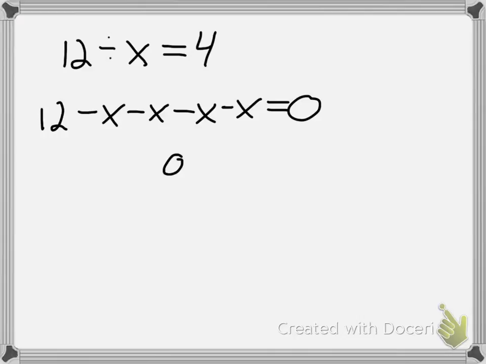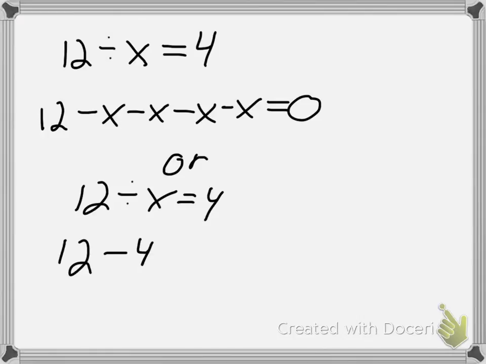Now another way I could think of this, again, my expression 12 divided by x equals 4, is I could think of it as 12 minus 4 minus 4 minus 4 equals 0. Because I know eventually I have to get down to 0, so if I do 12 minus 4, that's going to be 8. That 8 minus 4 is 4, 4 minus 4 is 0.